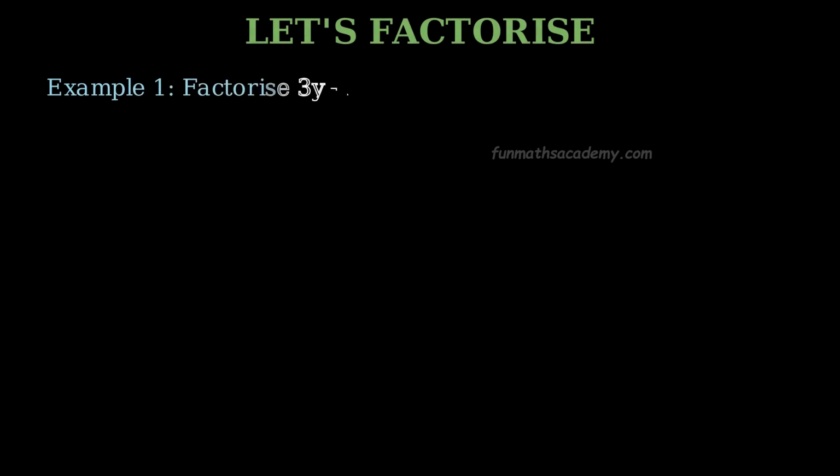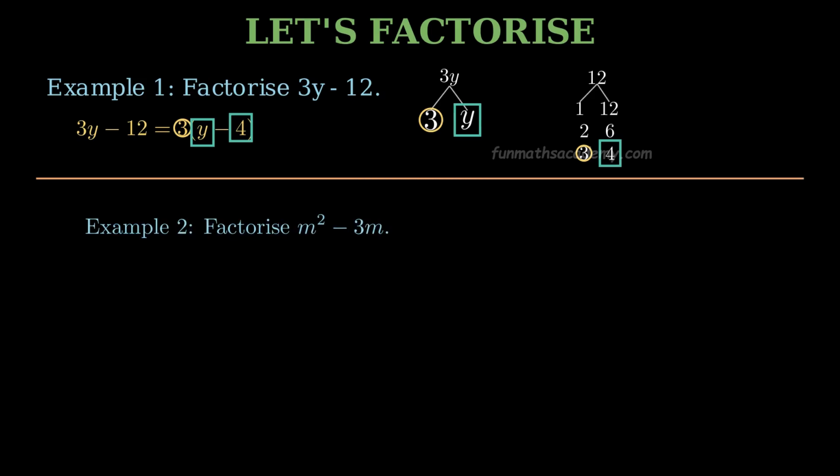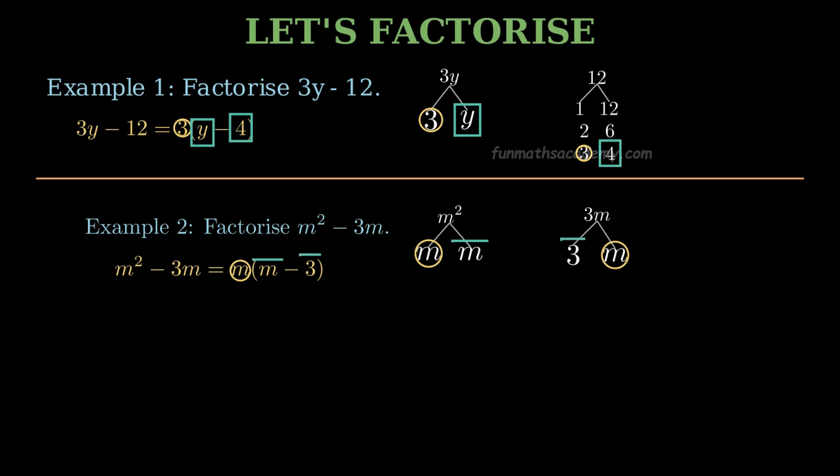Let's look at taking out a number. What is the biggest number that divides both terms in 3y - 12? The HCF is 3. We put 3 outside, divide both terms and put the result inside: 3 times (y - 4). What if the same letter appears in the terms? Let's look at m squared - 3m. Here we can extract m as a common factor to get m times (m - 3).